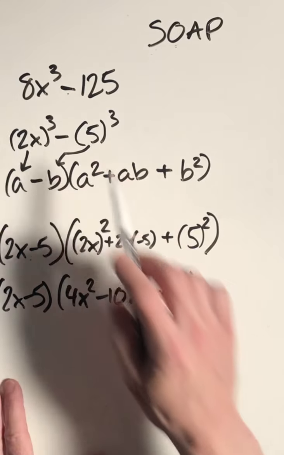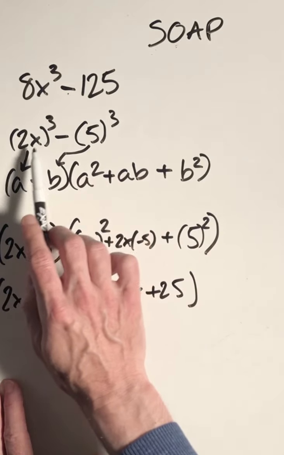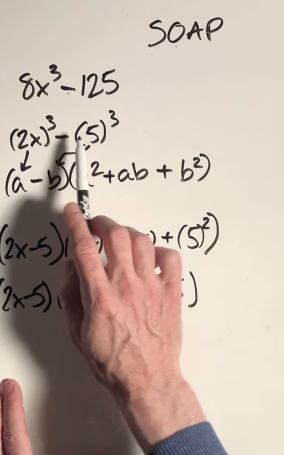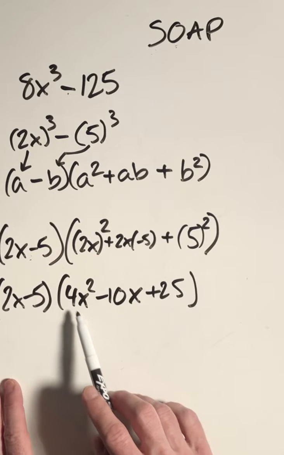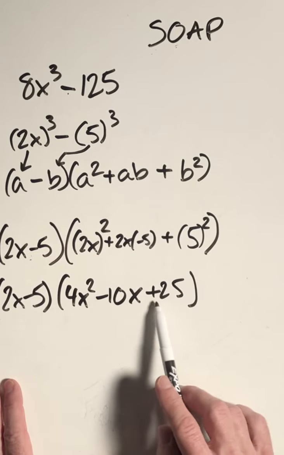So 8x to the third power minus 125, the difference of 2x cubed minus 5 cubed, would simplify to 2x minus 5 times 4x squared minus 10x plus 25.